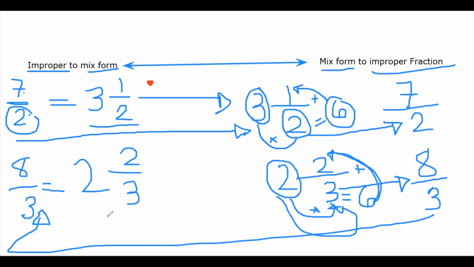Understood? Hopefully. If you have some questions, kindly comment below, or if you need clarification on our topic about converting improper to mixed form or mixed form to improper fraction. But to make sure that you really understand our topic for today, I will give you a free quiz.